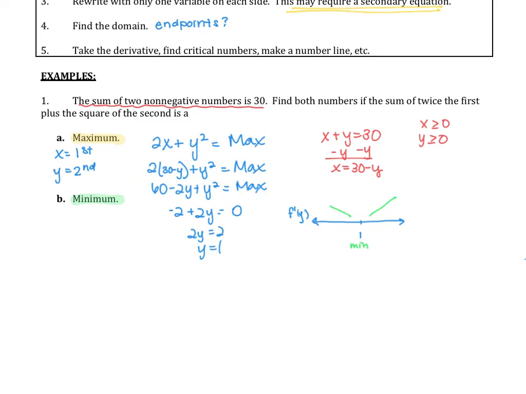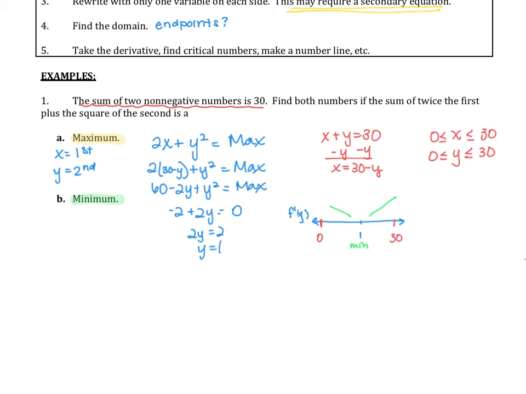I'm just going to rewrite it. Instead of just greater than or equal to 0, I know it needs to be greater than or equal to 0 for both x and y, but at the same time, it also has to be less than or equal to 30, because I can't sum to 30 if one is greater than 30 unless I use a negative number, and I can't do that. So we need to consider my endpoints of 0 and 30.